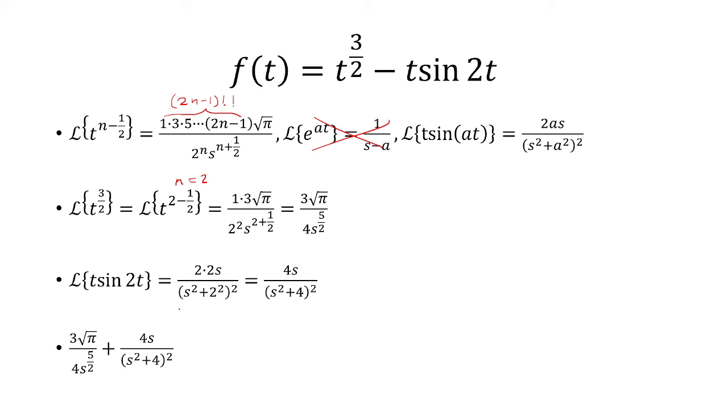At this point, we subtract these, so this should be a minus, since we have a minus over here. So it's 3 root pi over 4s to the 5 halves power minus 4s over s squared plus 4 quantity squared. And that is my Laplace transform.